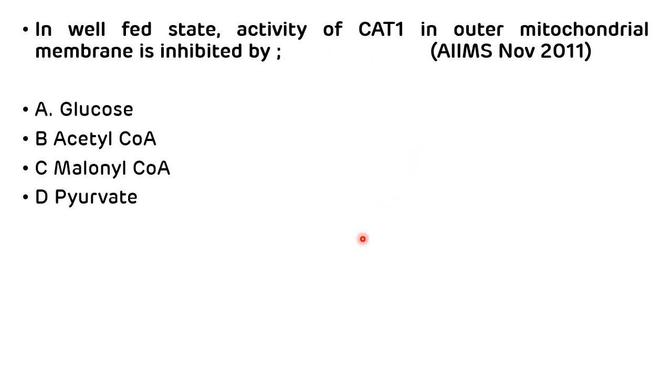Next question, which was asked in AIIMS November 2011. In the well-fed state, activity of CAT1, that is carnitine acyltransferase 1 in the outer mitochondrial membrane, is inhibited by. And the options are A. Glucose, B. Acetyl-CoA, C. Malonyl-CoA, and D. Pyruvate. So the correct answer is Malonyl-CoA. In the well-fed state, there is an increased availability of insulin. So there is a stimulation of the acetyl-CoA carboxylase enzyme. So there is an increased availability of malonyl-CoA, and this malonyl-CoA is the inhibitor of CAT1, that is carnitine acyltransferase 1. The opposite occurs in starvation. So the correct answer is C.